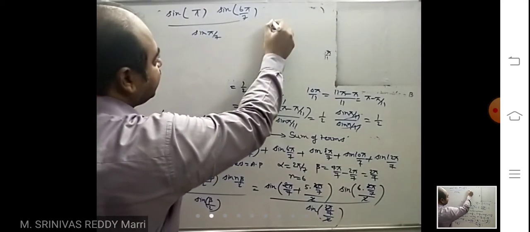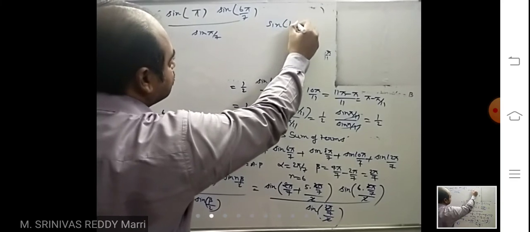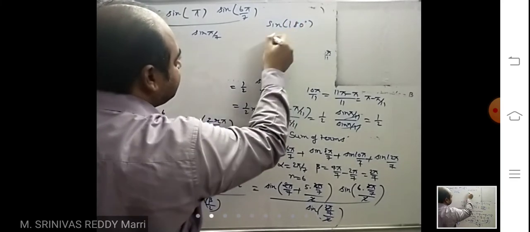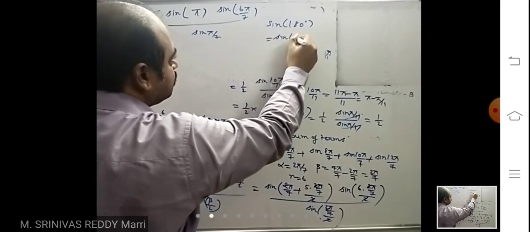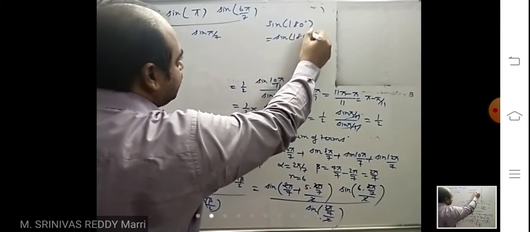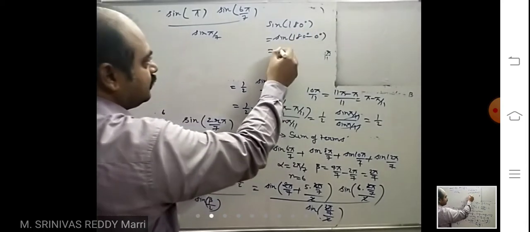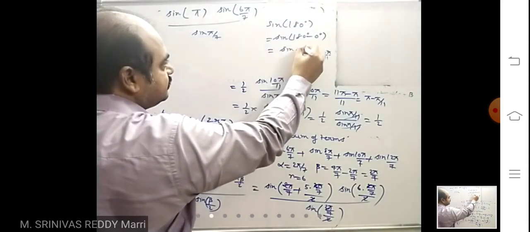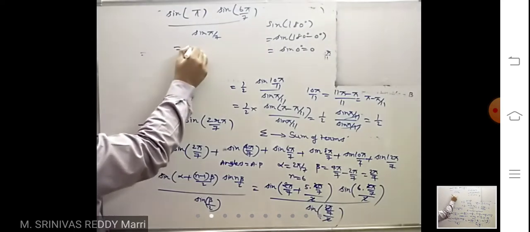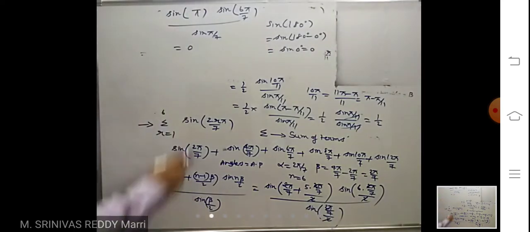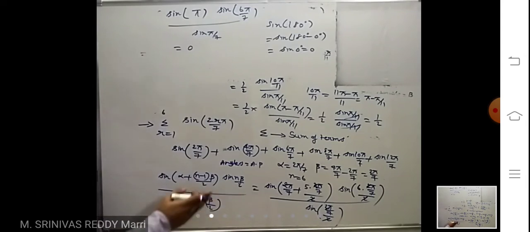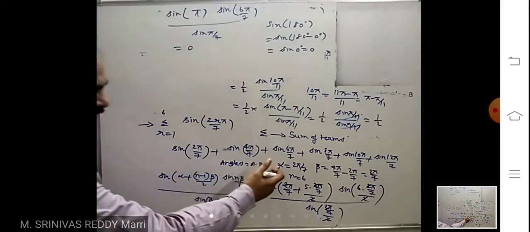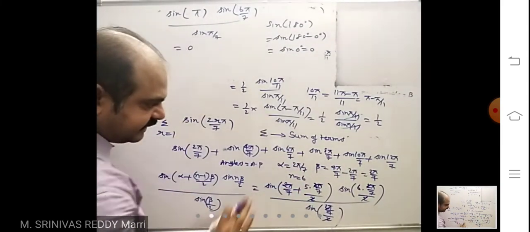Now this is sine 180. Sine 180 degree is 0. So that means this is nothing but sine 0 degree, that is 0. So the summation is 0. Like that, this value is becoming 0, by using this method. So I just found out alpha, beta, and then n, the number of terms, and then applied the formula.